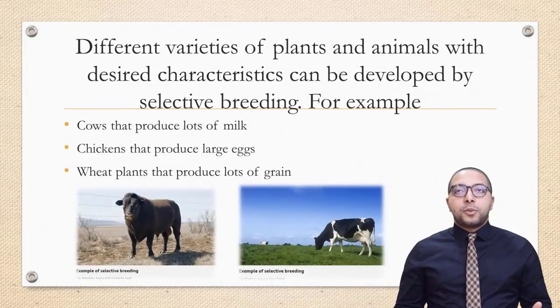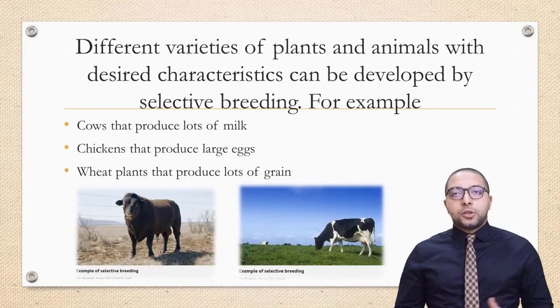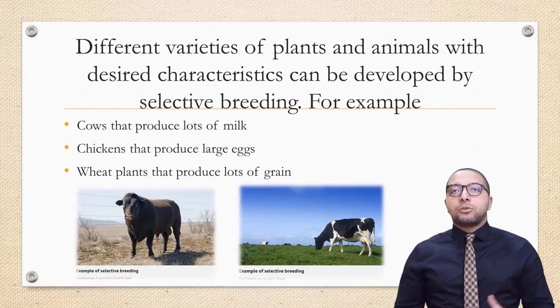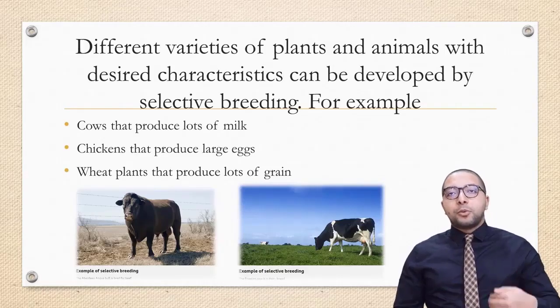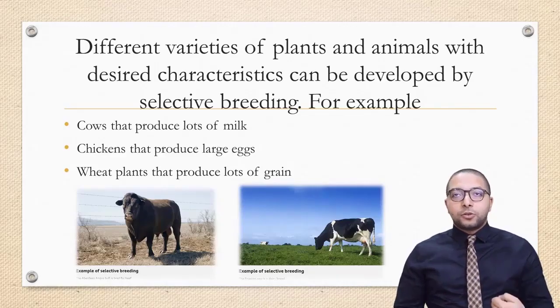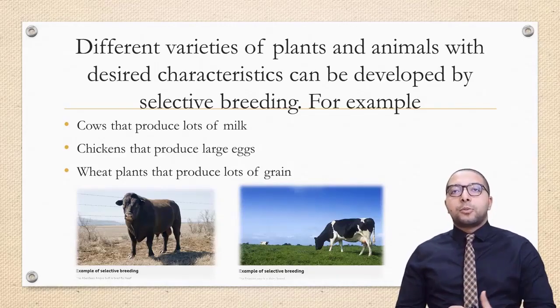So the aim of selective breeding is to look for a favorable feature. As an example, we have too many favorable features. Today we're going to discuss three of them. It can be cows. We can improve or enhance the cows that produce more milk than the others. We need to increase the yield of milk production.